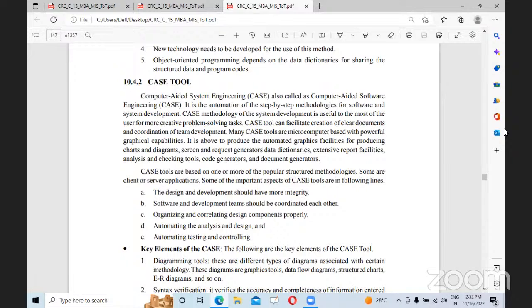The design and development should have more integrity. Software and development teams should be coordinated with each other. Organizing and correlating design components properly. Automating the analysis and design, and automating testing and controlling.